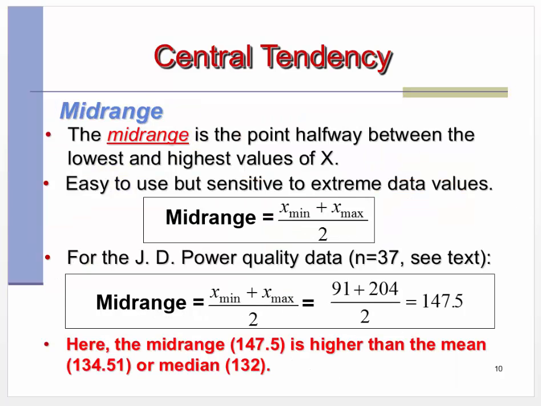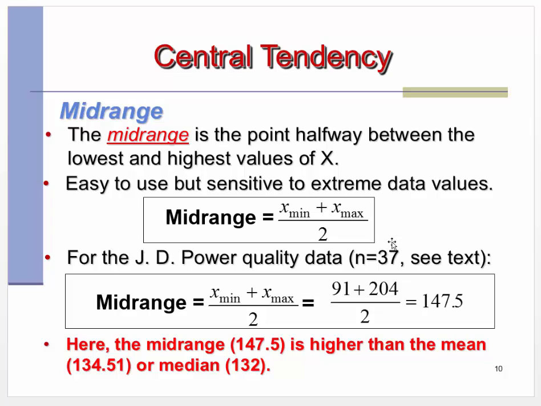Yet another way to talk about central tendency is called the mid-range. The mid-range is the point halfway between the lowest and the highest value of x. It's easy to use but is sensitive to extreme data values. So let's say if the minimum is too small or the maximum one is too big, then this mid-range value could be skewed as well.